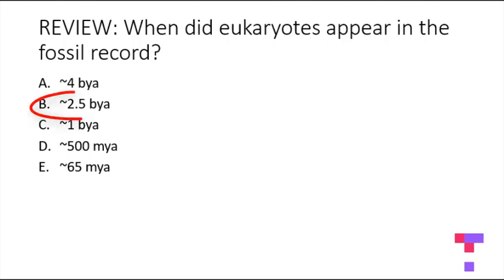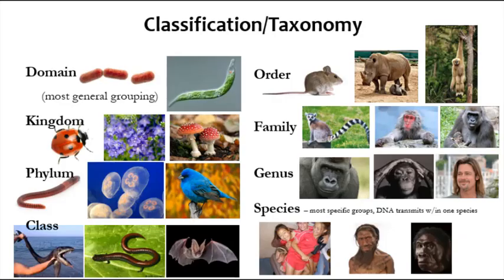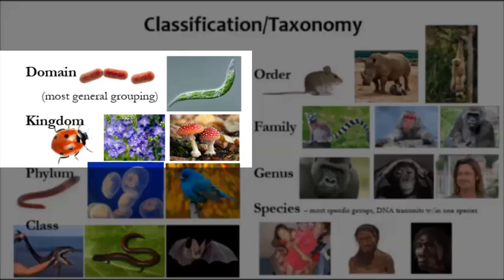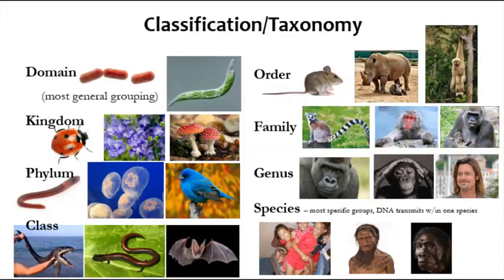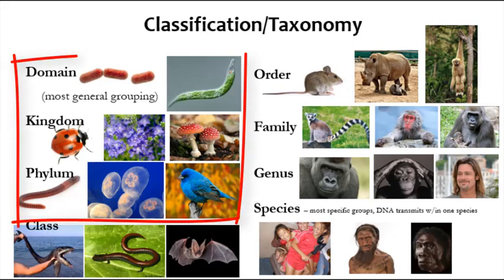About 2.5 billion years ago, as oxygen began accumulating in the atmosphere. We also need to review classification because these larger, more general groups evolved earlier, and more specific groups evolved more recently. In Unit 1, we focused more on the genus and species levels. Now we're going to look at these larger categories of domain, kingdom, and some phyla.